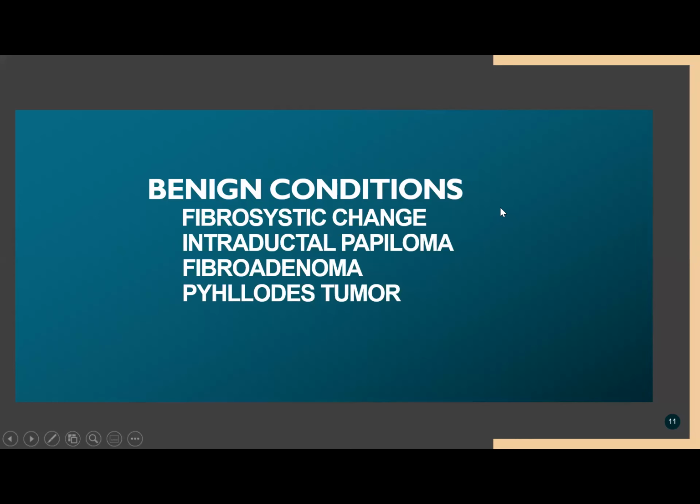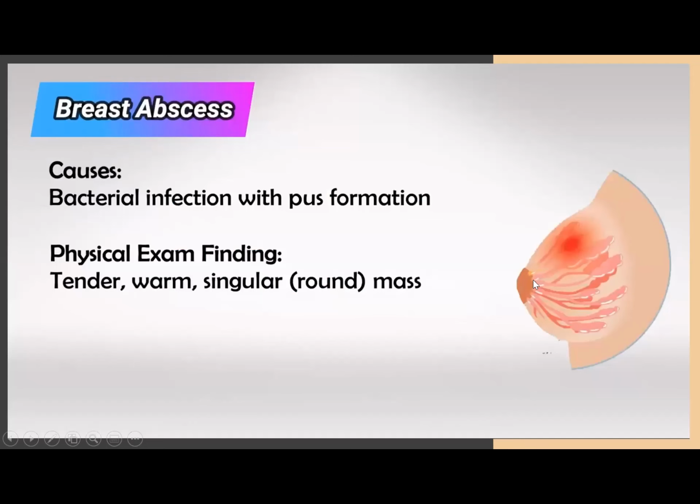The next type is under the benign conditions, where we will see fibrocystic change, intraductal papilloma, fibroadenoma, and phyllodes tumor. These are the second level category that we can call the medium to severe category. If you never take care of this category, it might go to the severe category. Okay, the first one is a breast abscess.